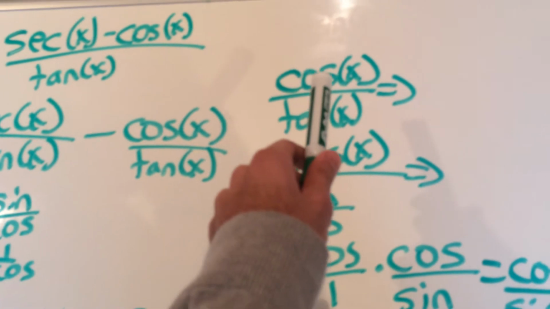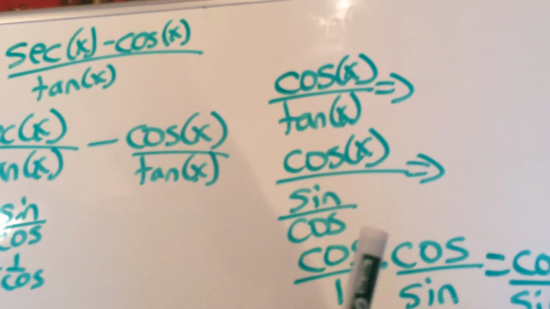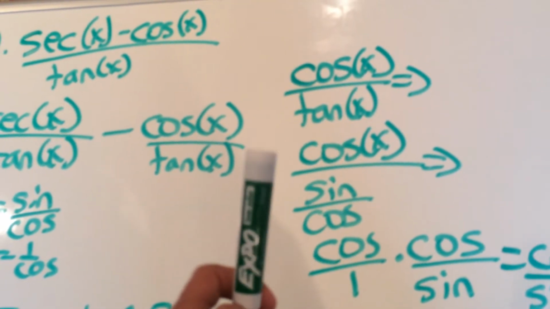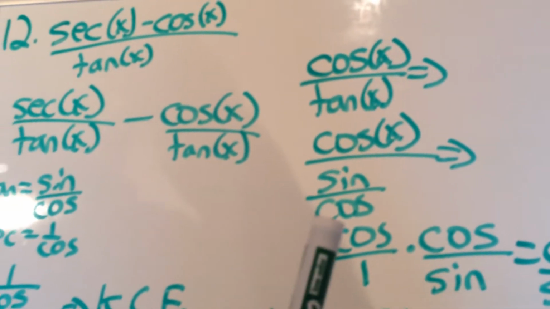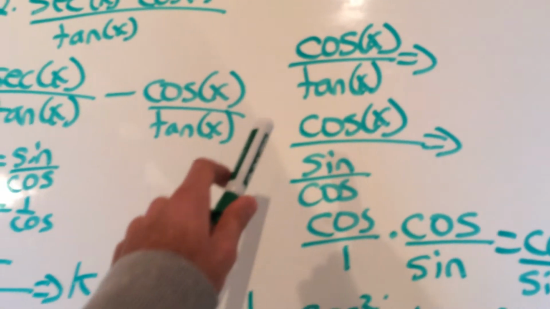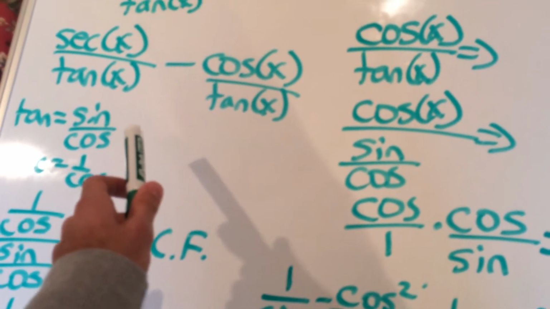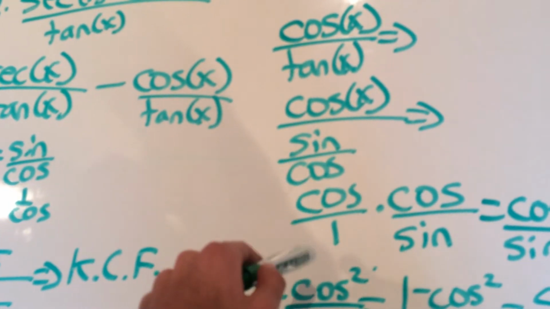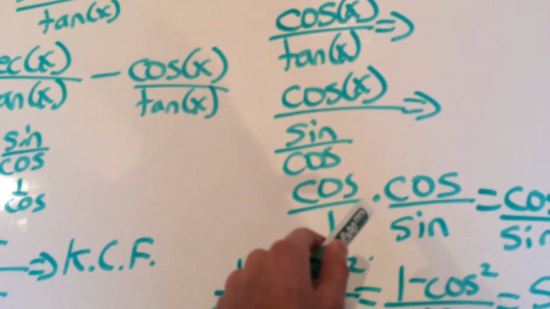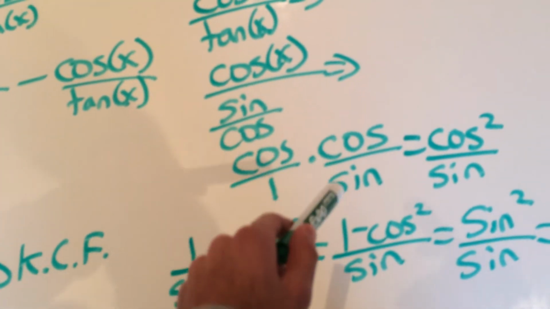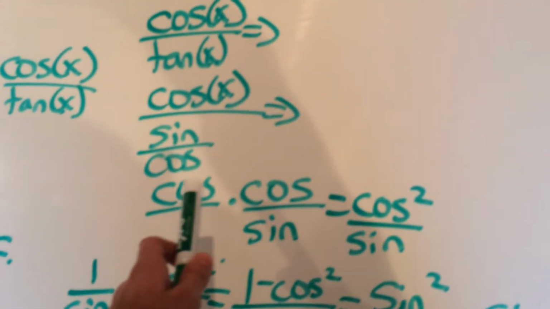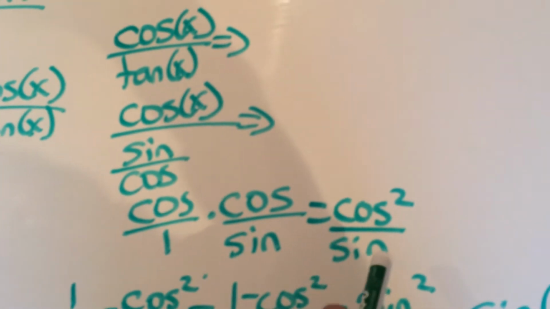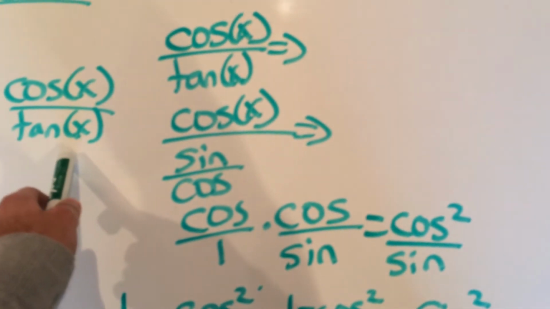So the other fraction is cosine of x over tangent of x. Again, anytime you've got tangent or secant or cosecant or cotangent, rewrite it using sine or cosine. That's always a good step. So tangent, as we discussed over here, is sine divided by cosine. So I'm going to replace tangent with sine over cosine. Then I'm going to keep the top, change division to multiplication, flip the bottom to cosine over sine. Now, multiplying fractions, multiply straight across. I've got cosine squared over sine. That's what this fraction simplifies to.